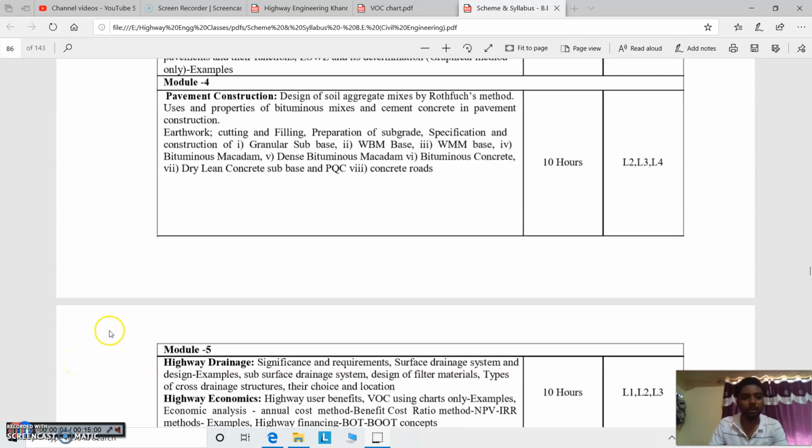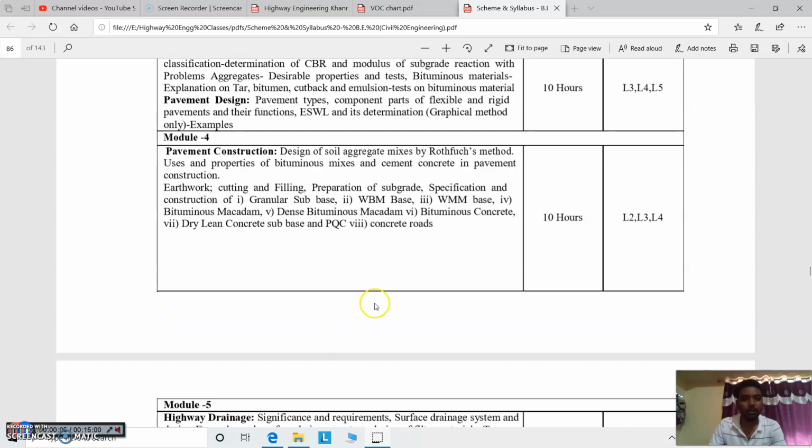Welcome students. In the previous video lecture we completed module number 4, that is pavement construction. In this pavement construction we discussed the problems on aggregate mixes using the Rothfutch method, and similarly the contents which I have shared in your Google Classroom, that is bituminous mixes and cement concrete pavement construction, their properties and the uses of those materials. Right, and that completes the first part of your fourth module.